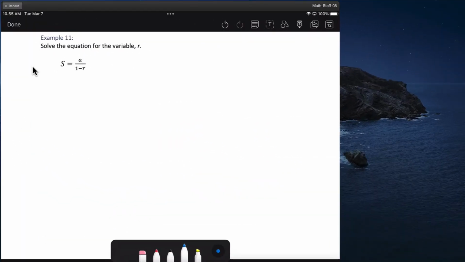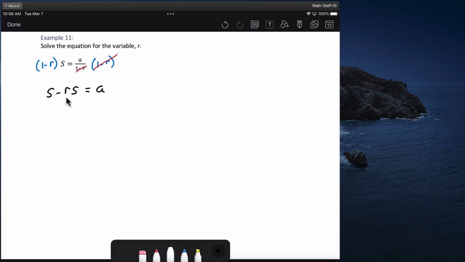In our final example, we want to solve for the letter r. We'll start by multiplying both sides by the least common denominator, 1 minus r. Simplifying on the left, we'll distribute and get s minus rs equals, on the right side, the 1 minus r cancels, so we're left with a.